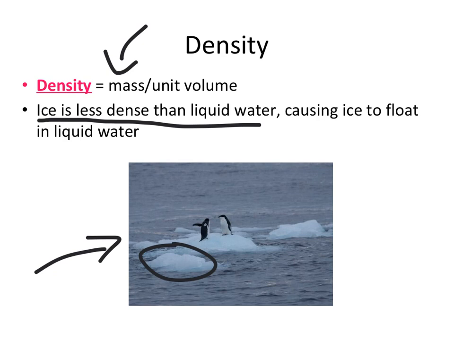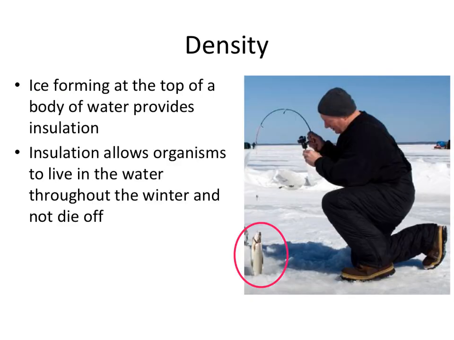So this might not seem super important, but it's actually really, really important for living things. First of all, if you think of a really cold climate, like maybe New England in winter or northern Canada for most of the year, there is ice on the surface of lakes. And this ice is actually pretty essential for the things that live in the lake because it acts as an insulation layer.